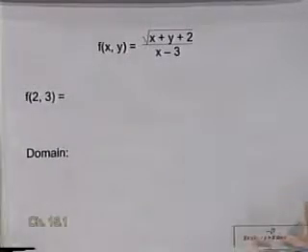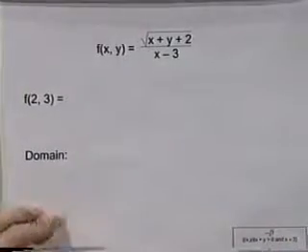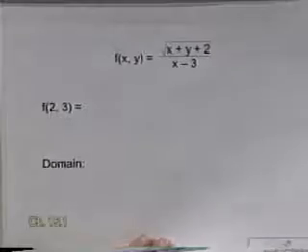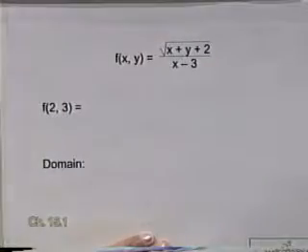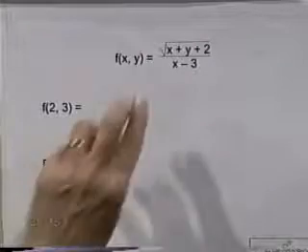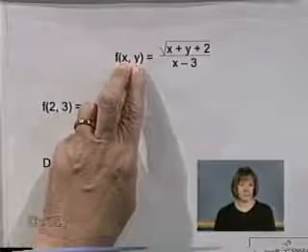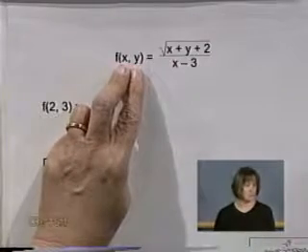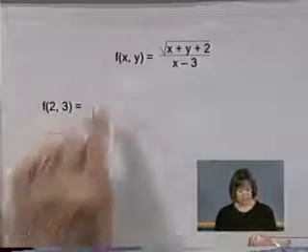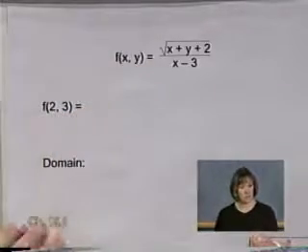Today, and in Chapter 15, what we're going to be dealing with is what's called functions of several variables. In particular, if you look at this one right here, I have a function f of x, y defined to be the square root of x plus y plus 2, all over x minus 3. And this is a function of two variables. Now, you don't have to have just a function of two variables. You can have a function of 3, 4, 5, as many as you need. So in this particular case, this function is a function of two variables, x and y.